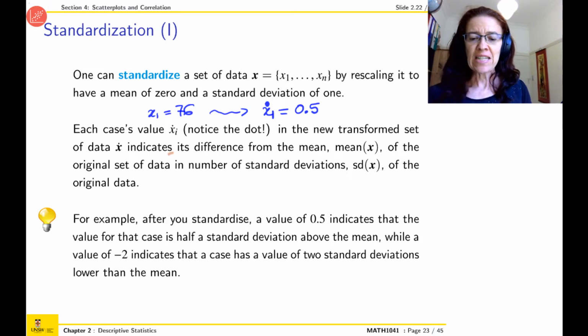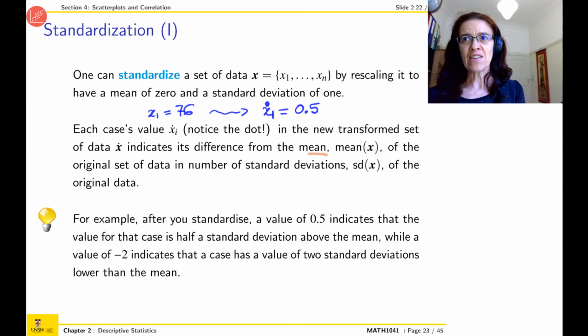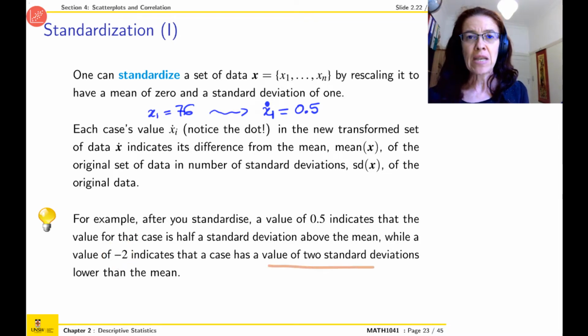What does this 0.5 mean? Well, this indicates your difference from the mean. So in that case, your 0.5 is positive, so your mark is above the mean of the group. And the 0.5 what? 0.5 standard deviation. So your mark is 0.5 standard deviation above the mean. That's what it means. Now, if you had a standardized value of -2, it would mean that this value was 2 standard deviations below the mean in the original data set.